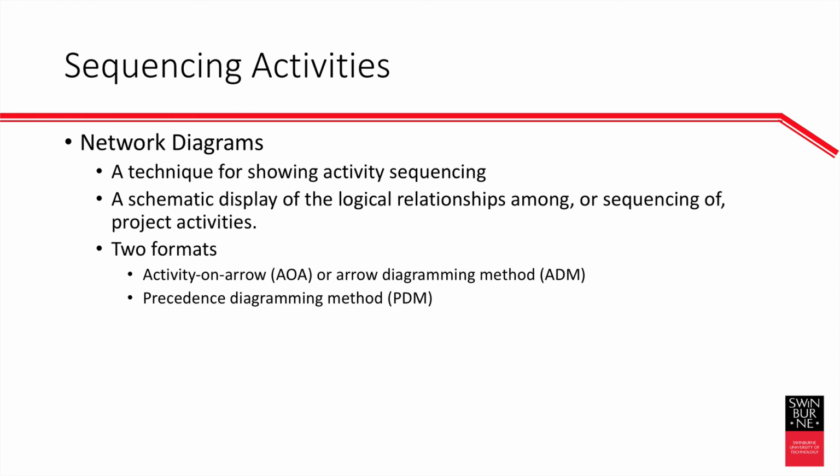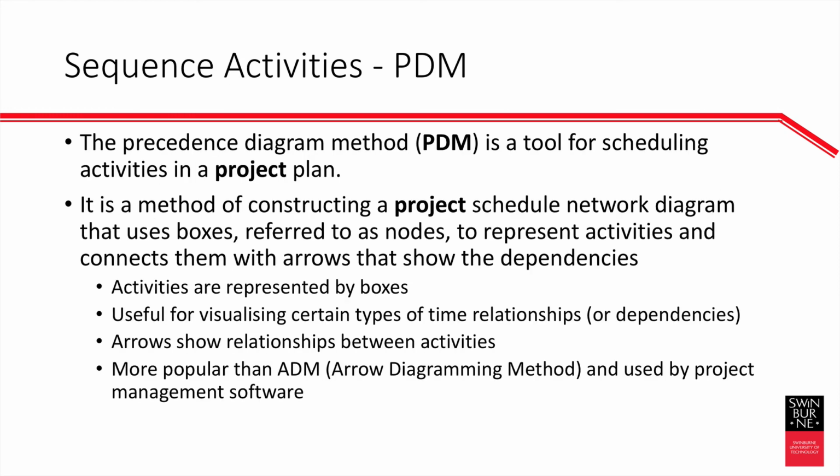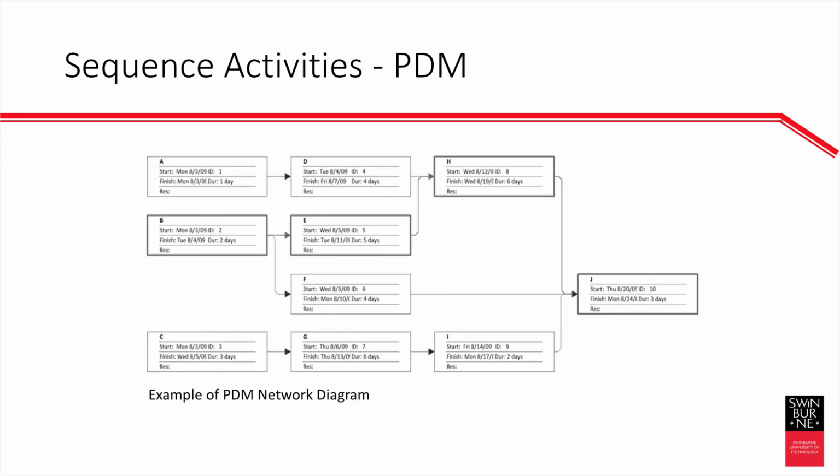Network diagrams are a technique for showing activity sequencing. A schematic displays the relationships among or the sequencing of activities. And there are various formats: activity on arrow, or the arrow diagramming method, or precedence diagramming method. The precedence diagramming method is the most common. Activities are represented by boxes. It's very useful for visualizing the time relationships and dependencies, and it shows the relationship between activities. It's more popular than arrow diagramming, and it's used by most project management software.